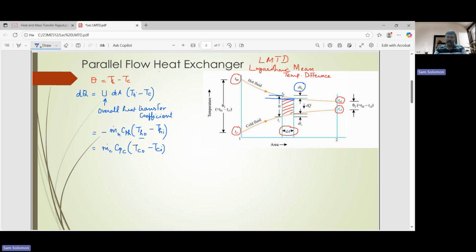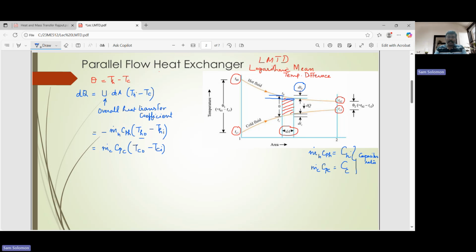And we know that this product of the mass flow rate multiplied by the specific heat can be written as capital CH, and mass flow rate of the cold fluid multiplied by CPC can be written as capital CC. The CH and CC are called as capacitance rates. Okay. And capacitance rate CH is going to be capacitance rate of the hot fluid, and CC is going to be capacitance rate of the cold fluid.